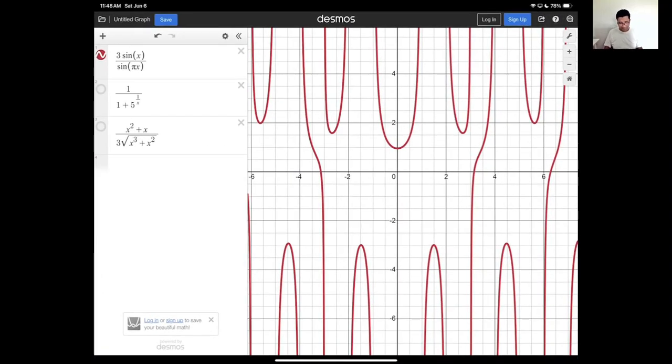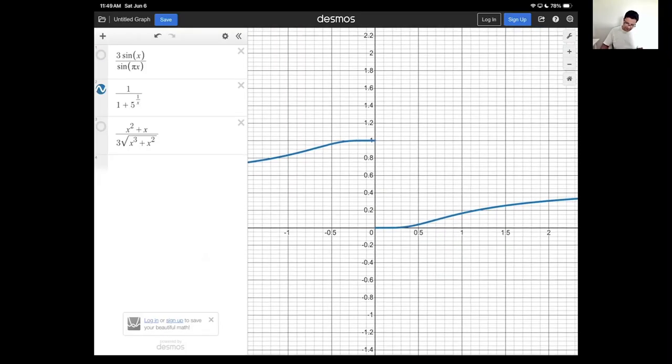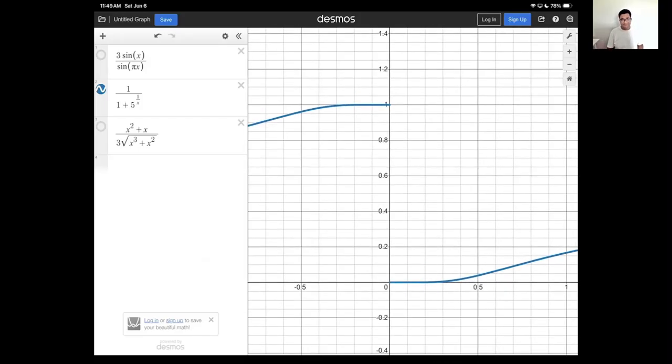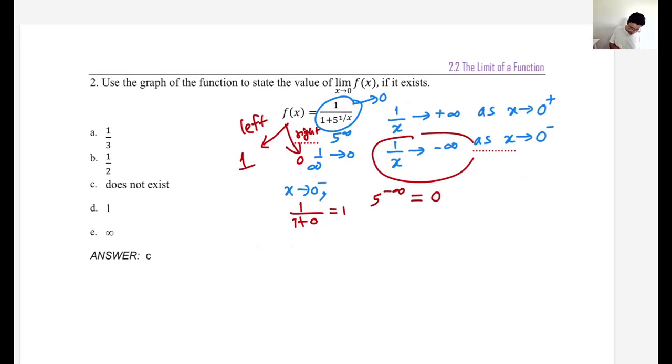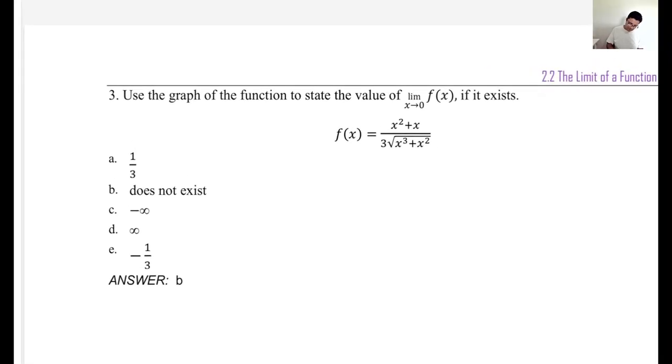Let us see the graph. Here is the function I have plotted. Let me disable the other one. And you can see what I said. From the left and from the right, the limits are different. It approaches 0 from the right, and approaches 1 from the left. Next. So the answer option here will be does not exist, because the two one-sided limits both exist, but they are different. Next.